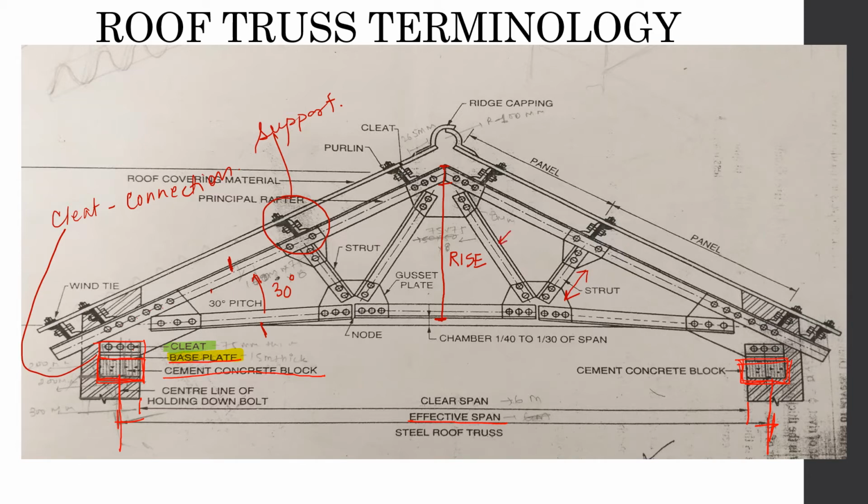This is also a strut, this is also a strut, and this is also a strut. All the intermediate members are struts. Now we come down to the main tie. What is the main tie? The main tie is the member on which the tensile force is acting.